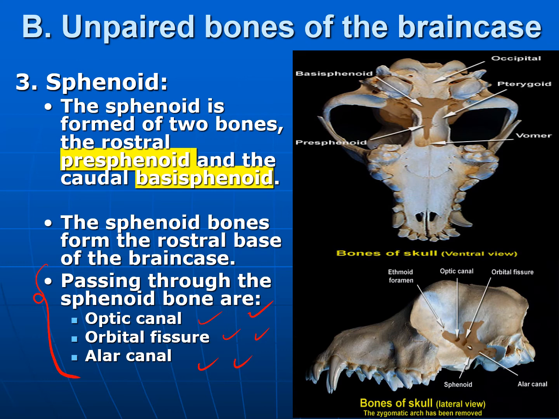The first one here is the optic canal. From this area passes the optic nerve. The second one is the orbital fissure. The last one here is the alar canal. This opening here is called the rostral alar foramen, and the one found caudal here is called the caudal alar foramen. There is a canal that extends from the caudal toward the rostral alar foramen. We call it the alar canal.